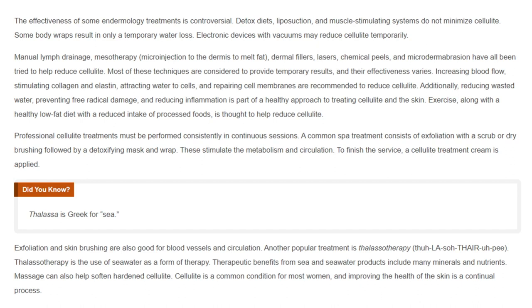Another popular treatment is thalassotherapy. Thalassotherapy is the use of seawater as a form of therapy. Therapeutic benefits from sea and seawater products include many minerals and nutrients. Massage can also help soften hardened cellulite. Cellulite is a common condition for most women, and improving the health of the skin is a continual process.